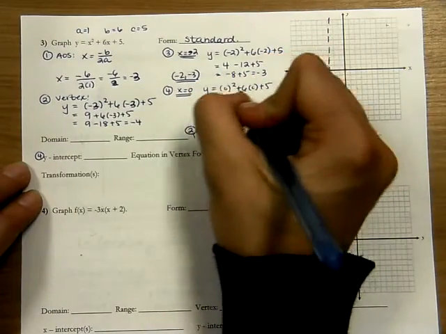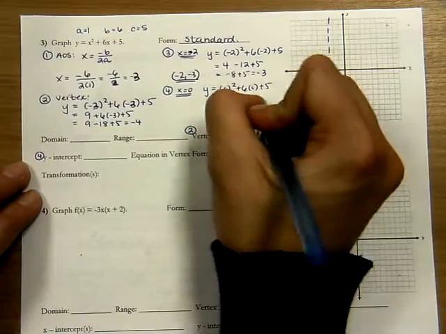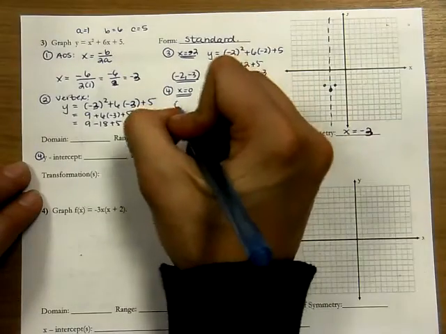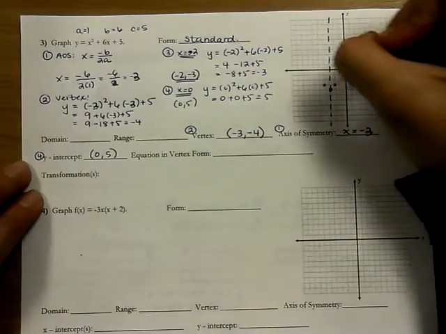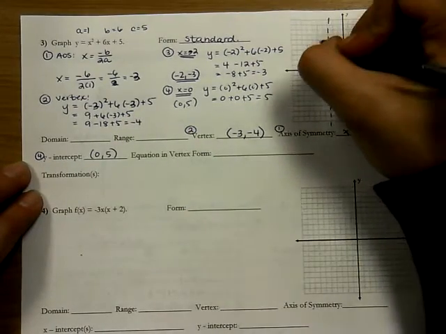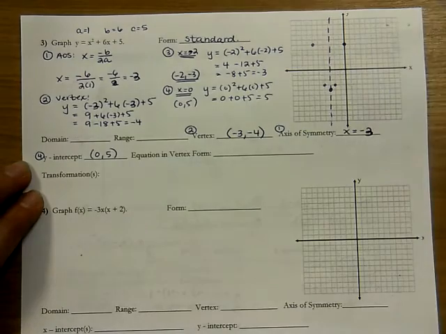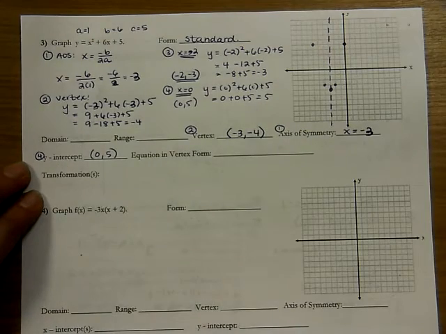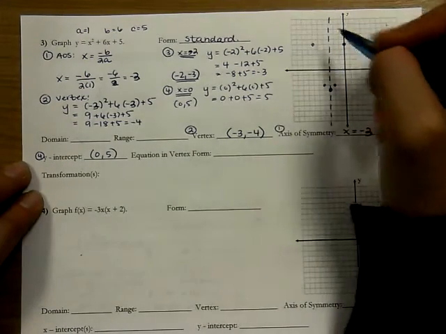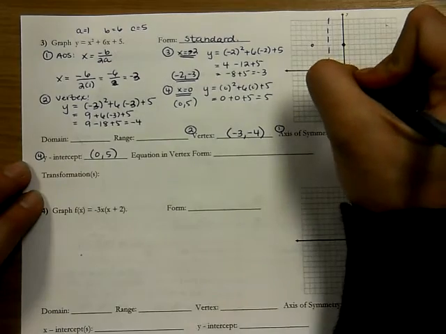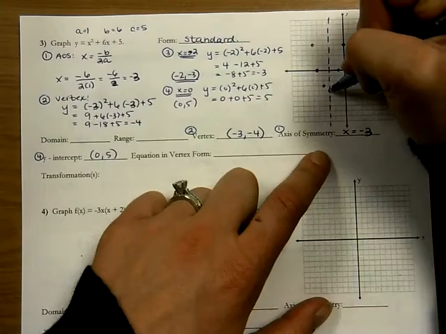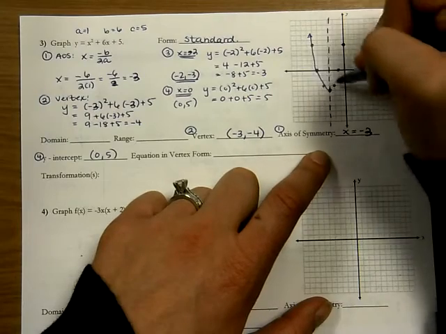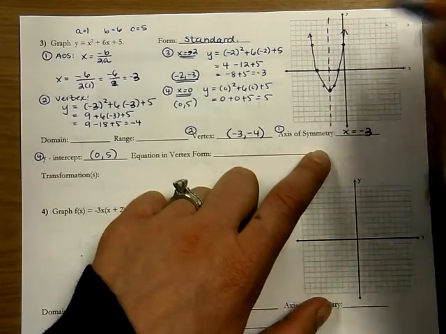Well, 0 squared is 0, 6 times 0 is 0, so we're just left with 5. So our y-intercept is (0, 5). And I can plot that, and again reflect it, and now I have a really good idea of what the shape of this graph is. If you wanted to plot another point you could substitute in, we would end up finding that these guys right here would be my other 2 points, and now I can create that nice smooth parabola graph.